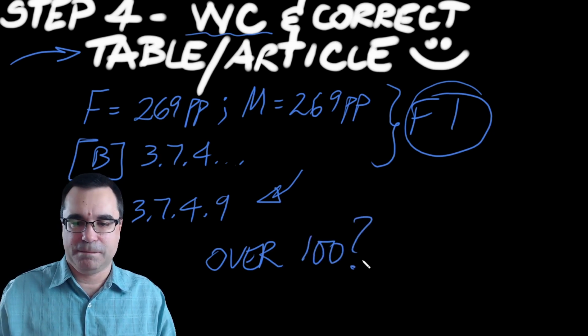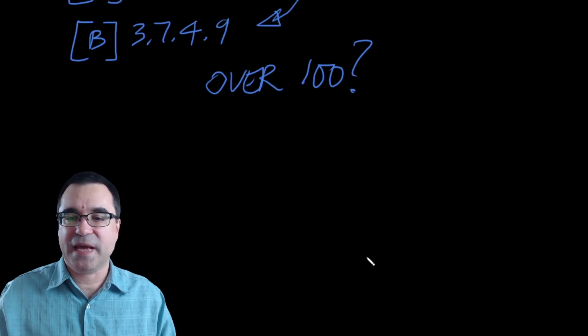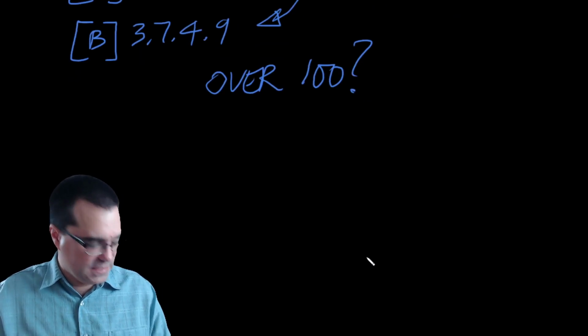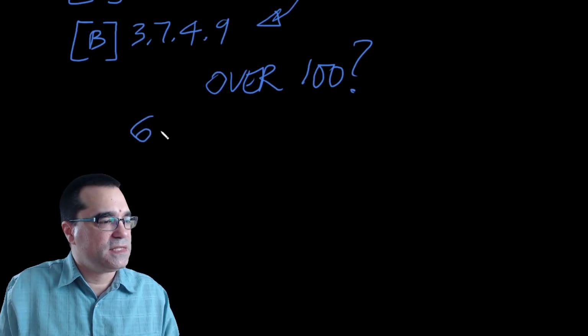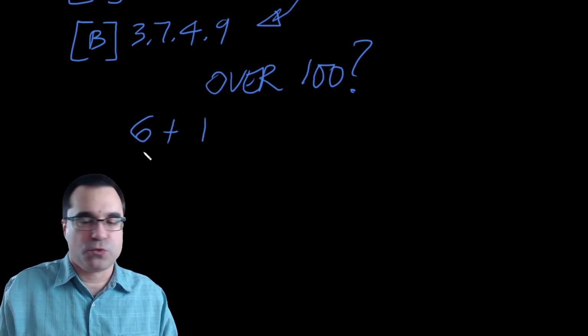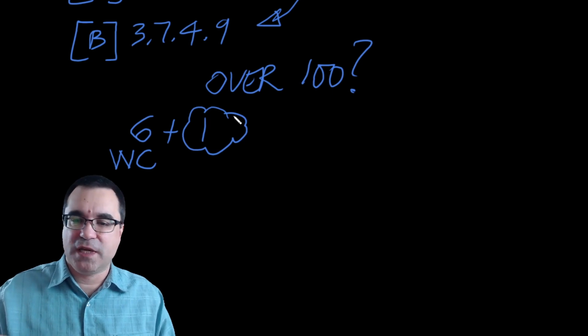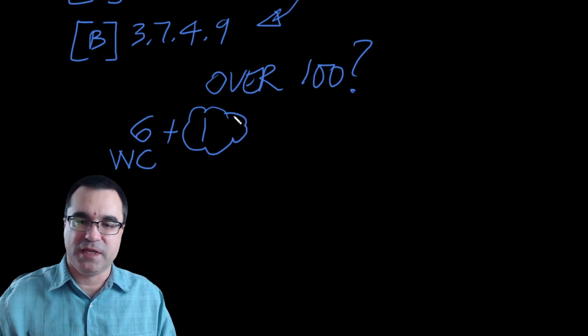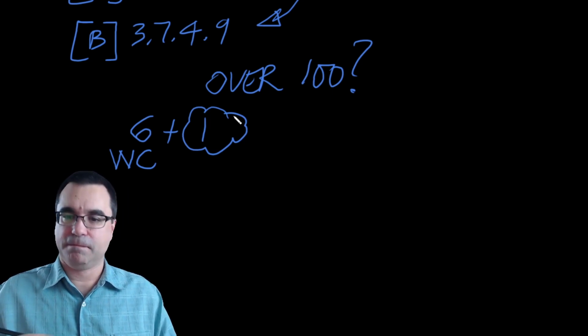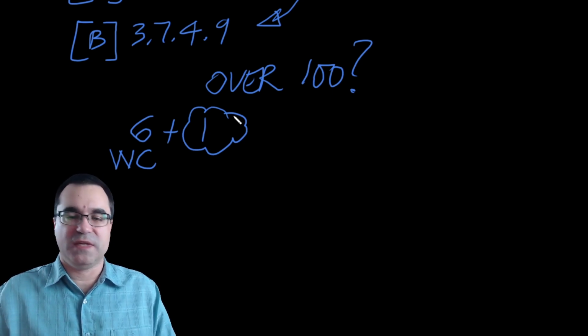And what does that mean? So what that means in our case is that it's going to be a 6 plus 1. So we're going to have 6 water closets for sure. And then we have to add 1 for each increment of 30 above 100. Okay, and the way you do it is this.